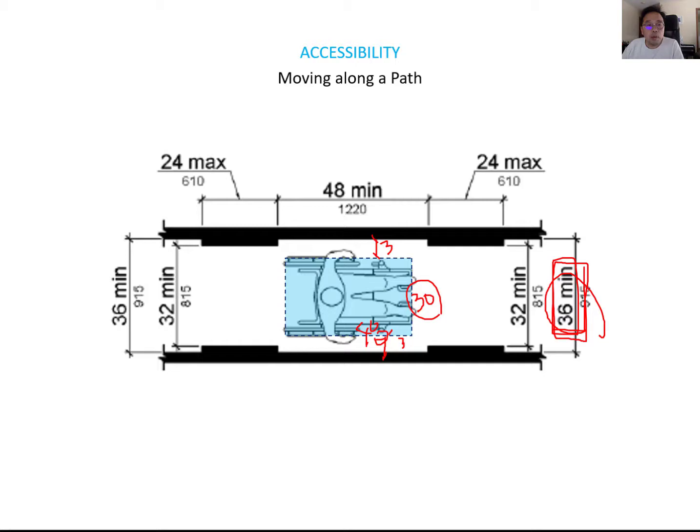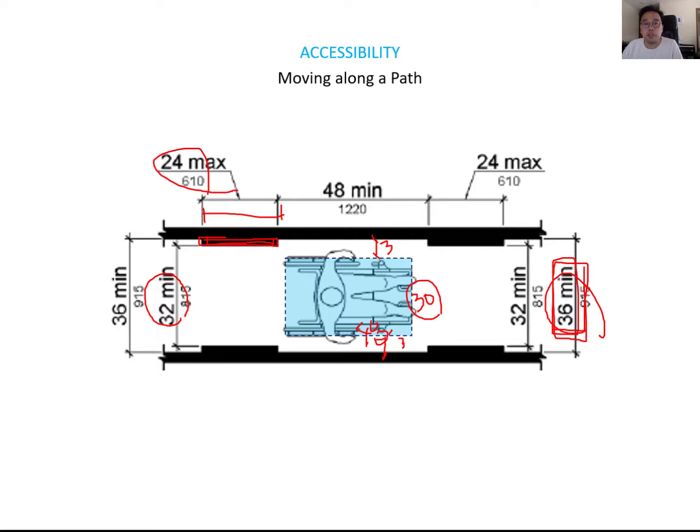And then if you have any column or door or any kind of object, in this case it can protrude a little bit, and you can reduce the passageway to a 32 inch minimum. However, when you use this 32 inch minimum, the depth has to be less than 24 inches. 24 inches is the maximum dimension when you reduce from 36 inches to 32 inches. So this is really important to understand and memorize.